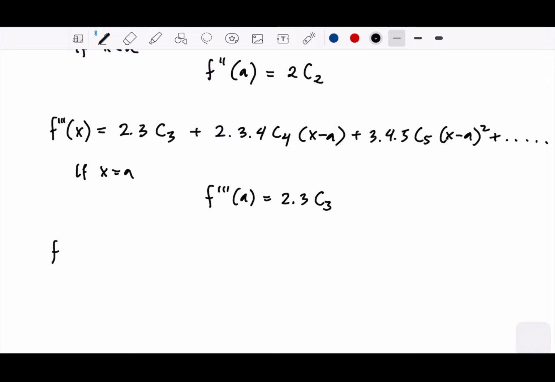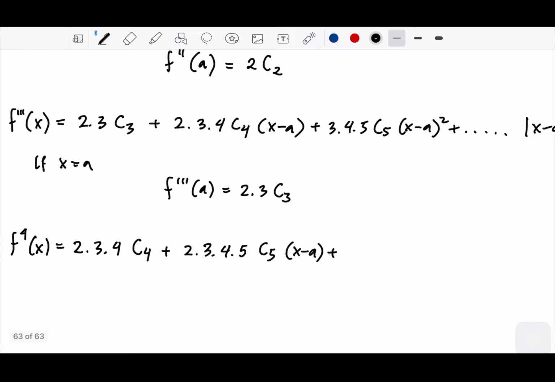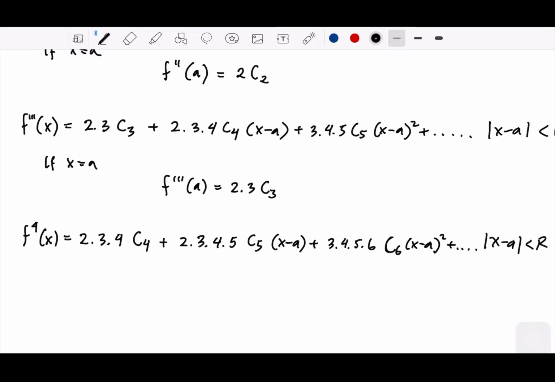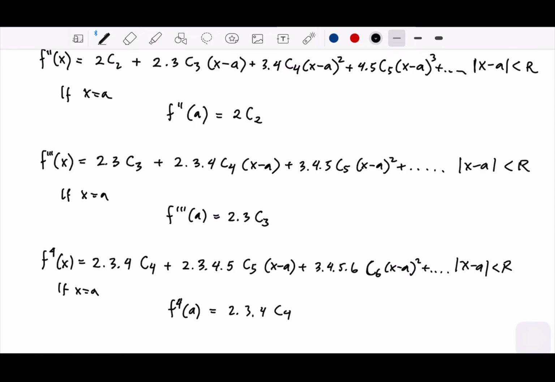Well, we can try the fourth. Usually if we write the fourth derivative, we write f, then 4, and x. Still the same. And if we let x equal a, f4 at a becomes 2, 3, 4, c4. I think this is interesting to see. So the second derivative is 2c2, the third derivative 2, 3, c3, the fourth derivative 2, 3, 4, c4.